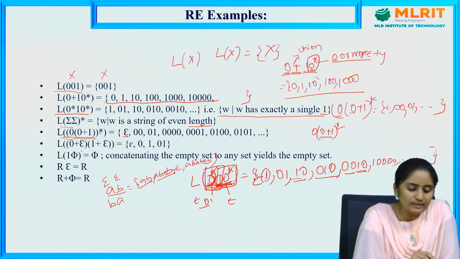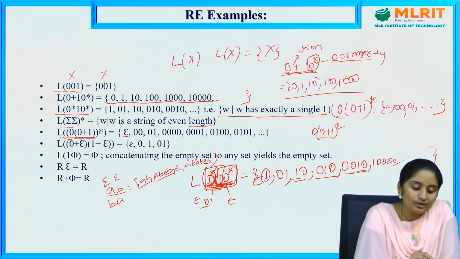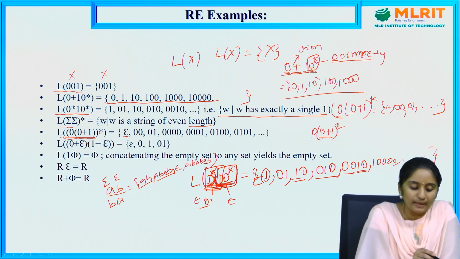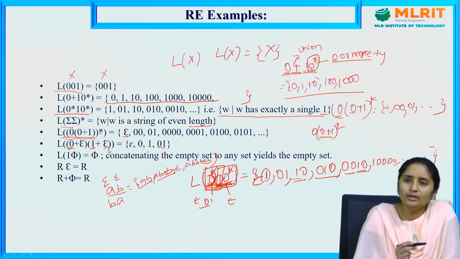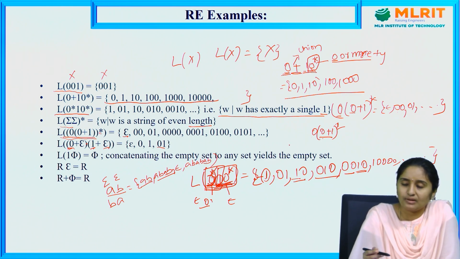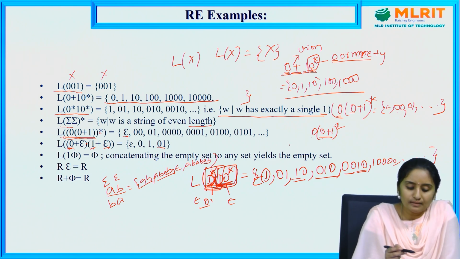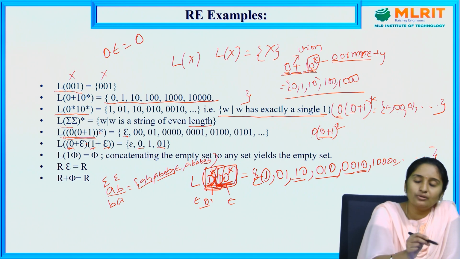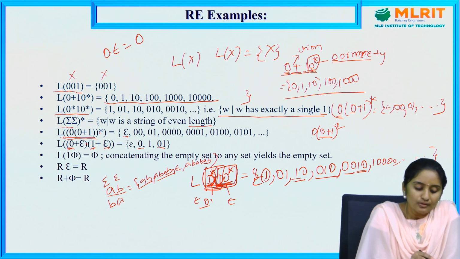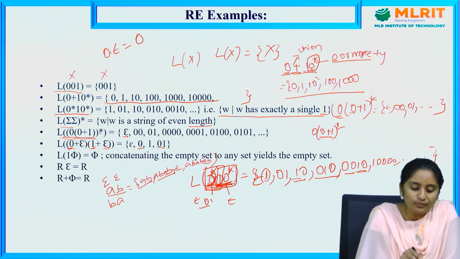Next, 0 plus epsilon, 1 plus epsilon. It is in the form of a concatenation. Concatenation is nothing but 0 into 1, so what I am going to get? 0 1. And 0 into epsilon: 0 into the empty string, the null string, is 0. I am going to get 0. So 0 into null string, 0 I am getting. Next, epsilon into 1, 1 I got.